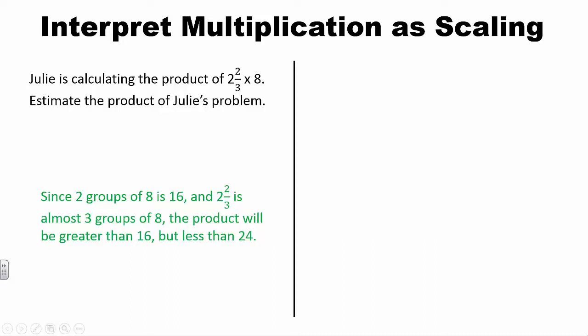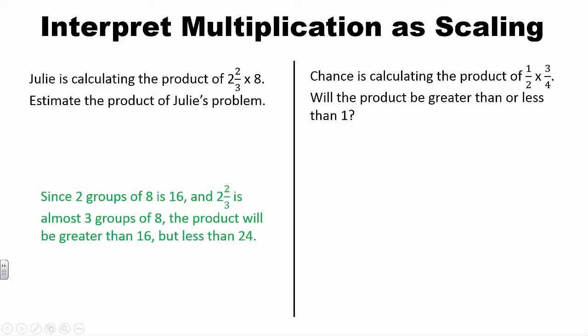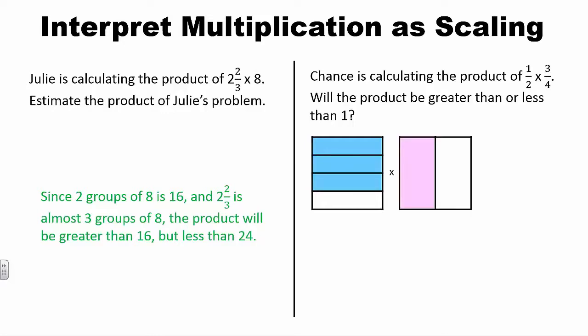Let's look at another example. Chance is calculating the product of 1/2 times 3/4. Will the product be greater than or less than 1? The product will be less than 1 because we are multiplying by fractions that are less than 1. Let's look at this with a model. Here the model shows 3/4, and here the model shows 1/2.